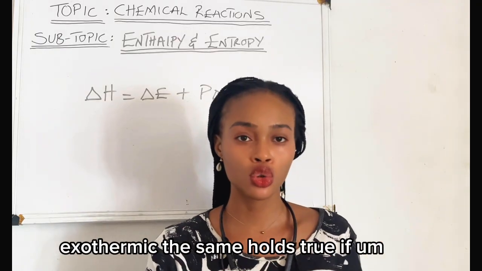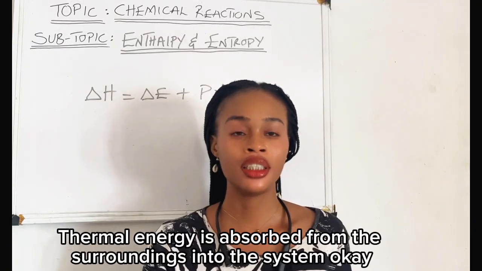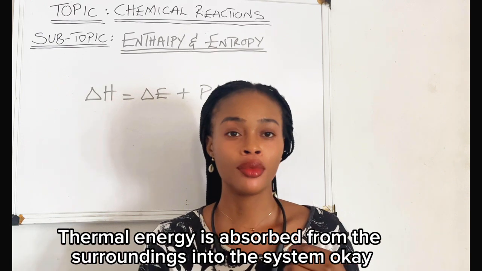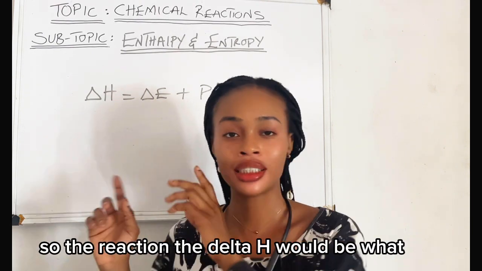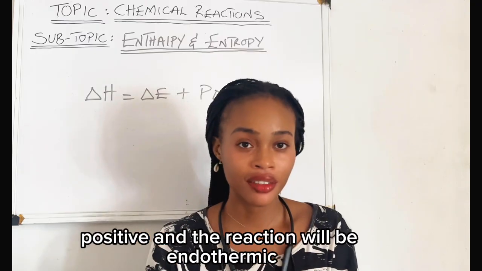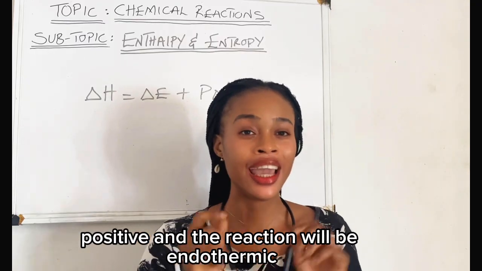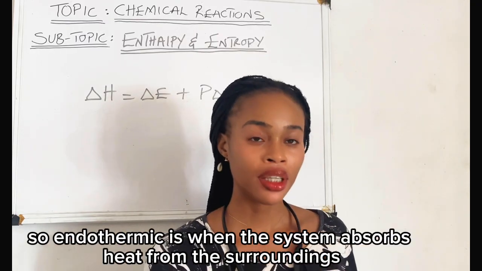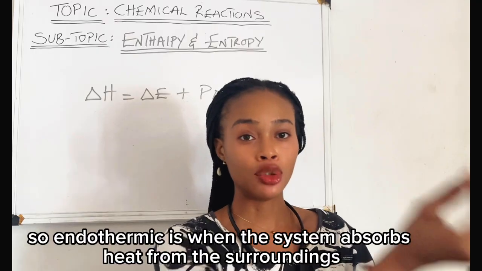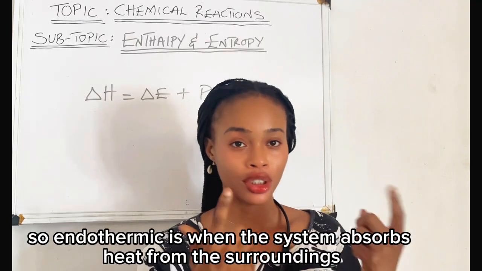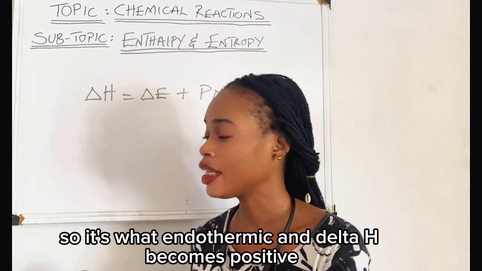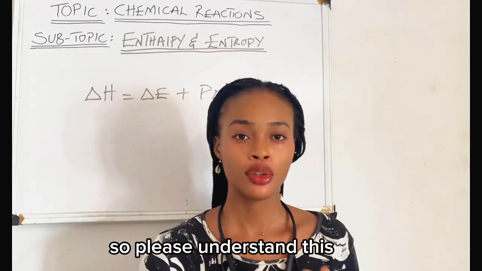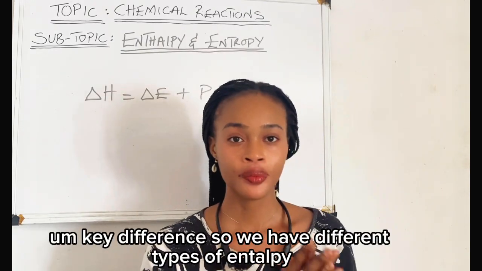The same holds true if thermal energy is absorbed from the surroundings into the system. The delta H would be positive, and the reaction will be endothermic. So endothermic is when the system absorbs heat from the surroundings. It absorbs, so it is endothermic, and delta H becomes positive. So please understand this key difference.